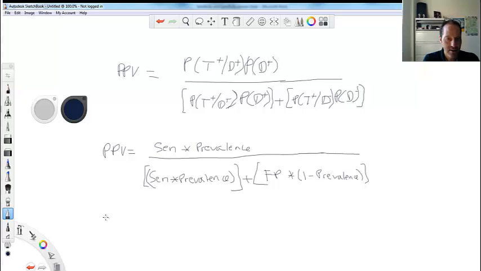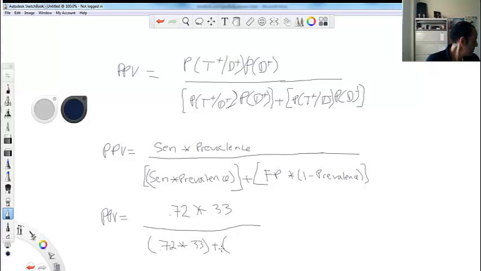Okay, so let's put in all the numbers here. PPV equals sensitivity times prevalence. We know our sensitivity is 0.72 and our prevalence is 0.33. To that we're going to add the false positive rate, which we said was 16%, because our specificity was 84%, so this is 0.16. We're going to multiply that times 1 minus the prevalence. If our prevalence is 33%, then 1 minus the prevalence is 66%, so 0.66. And that should give us our result.